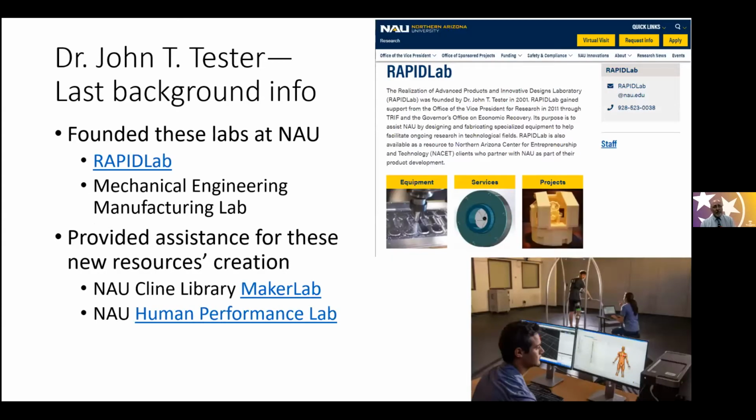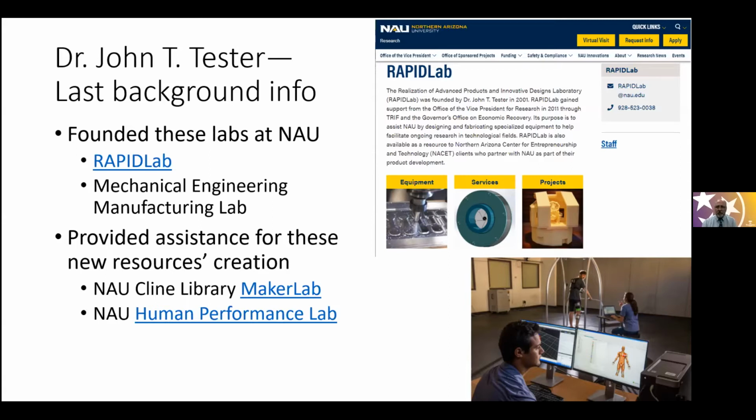A little more on my background, and I'm bringing this up so that you understand my motivations for my research. And I should point out that a lot of this is applied research, and that's where I tend to land, in applications of investigations. I founded these two labs at NAU. They had my name on them. I had to sign off on everything.